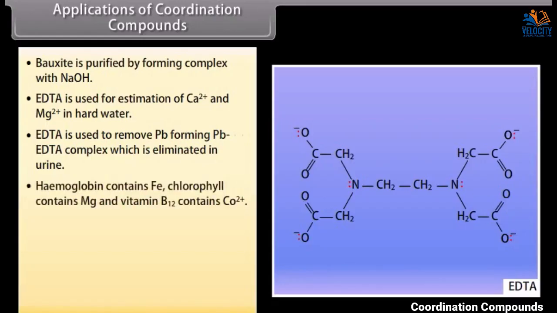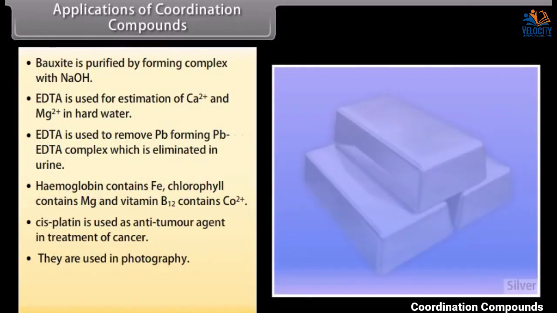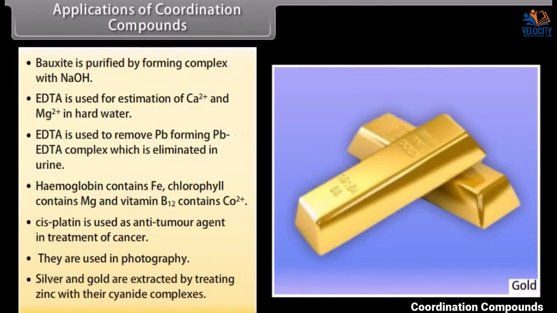Hemoglobin contains Fe, chlorophyll contains Mg, and vitamin B12 contains Co2+. Cisplatin is used as an anti-tumor agent in treatment of cancer. Coordination compounds are used in photography. Silver and gold are extracted by treating their cyanide complexes with zinc.